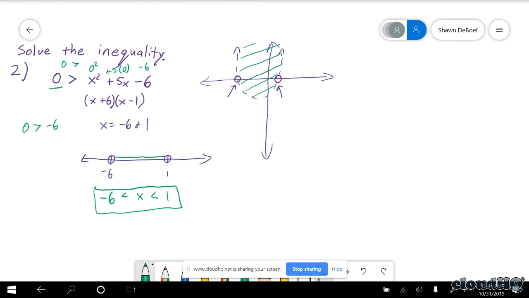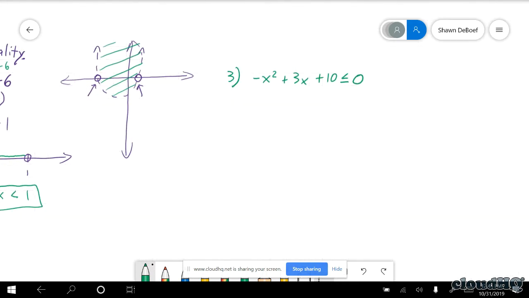Let's do one last example. -x² plus 3x plus 10 is less than or equal to 0. I want to solve this. I want to find the x-intercepts or the zeros. You can graph it. This isn't factorable. It's not a great completing the square problem. Maybe I'll use quadratic formula.